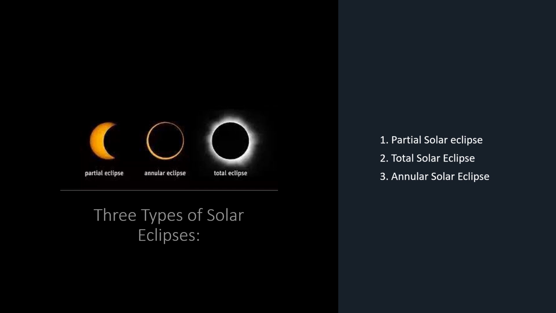Partial solar eclipse: during a partial solar eclipse, the sun, moon, and the earth are not aligned in a straight line. The sun appears to have a dark shadow on its surface. Annular solar eclipse: when the moon is at the farthest position from the earth, the annular solar eclipse takes place. It doesn't cover the entire view of the sun. The moon seems smaller because of the large distance.